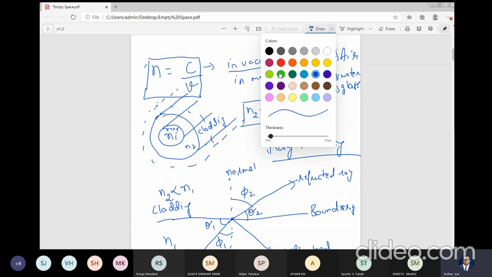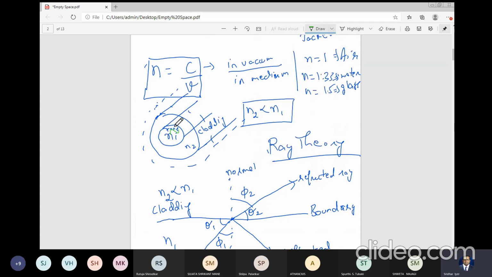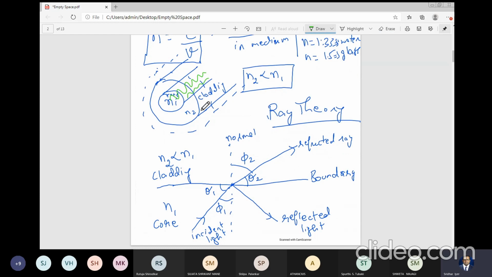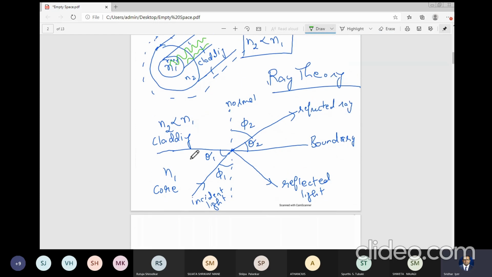We do not want the light to go anywhere outside. We want the light only to remain here. We do not want any light to go to the cladding. That's not a good situation because light is escaping the core. So if I compare this diagram with the diagram below, I want all the light to remain only inside the core. That means I want all the light to remain only here. I do not want any light to go here. That's not a good situation for us.